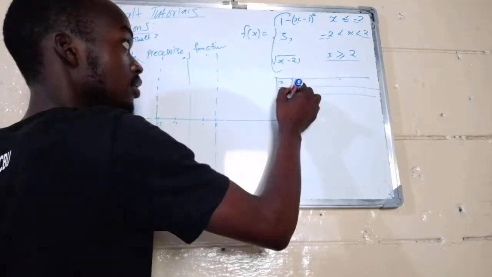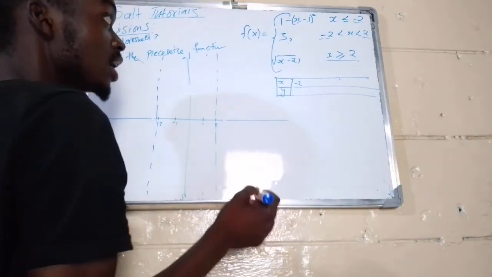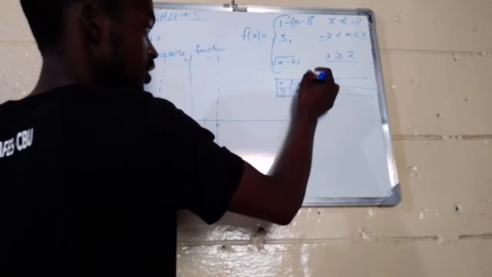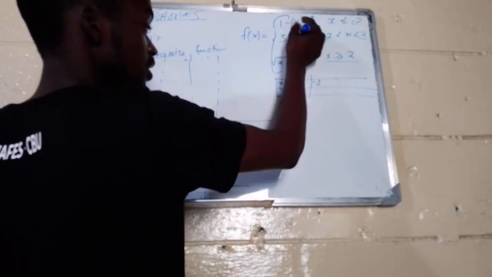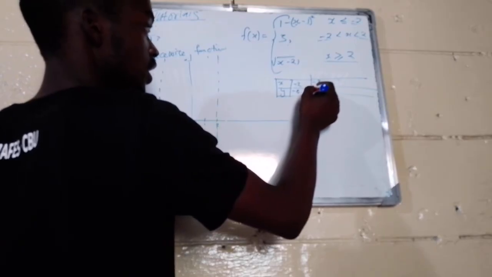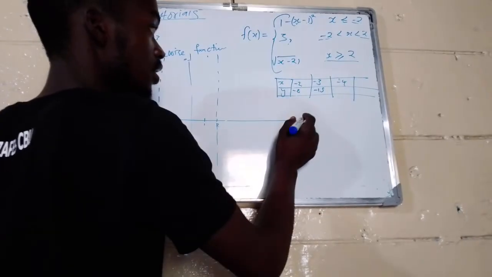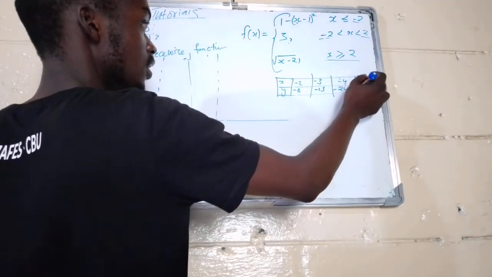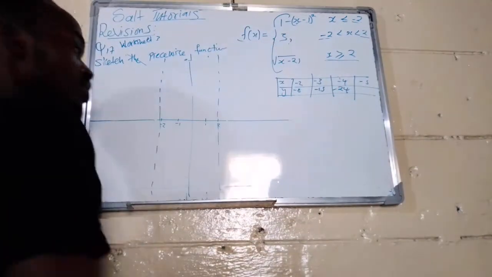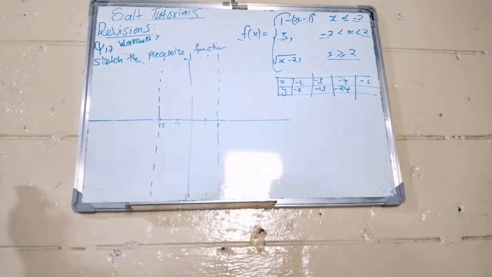So x, y: negative 2 inserted there gives negative 8, negative 3 inserted there gives negative 15, negative 4 inserted there gives negative 24, and the count continues. But for this one, f of x equals 3, whatsoever value of x you insert, the answer is going to be equal to 3. That's how a constant function behaves.